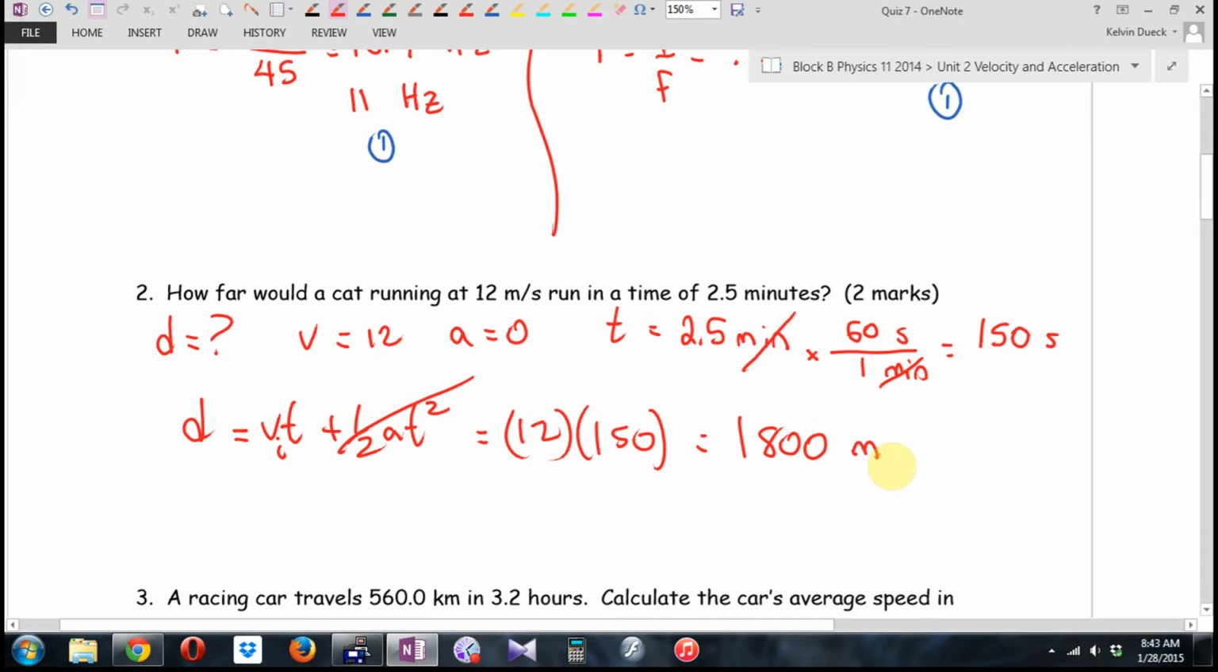By the way, 12 meters per second, that's a pretty fast cat. But think about it. This room is about 10 meters wide, give or take. So that would be the cat running across in a second or less, which is pretty fast.